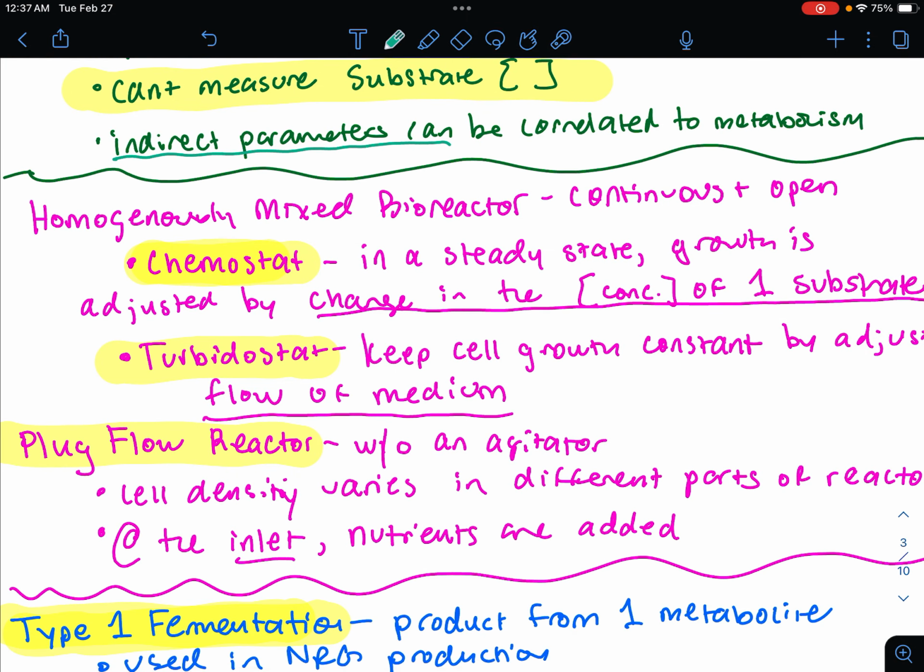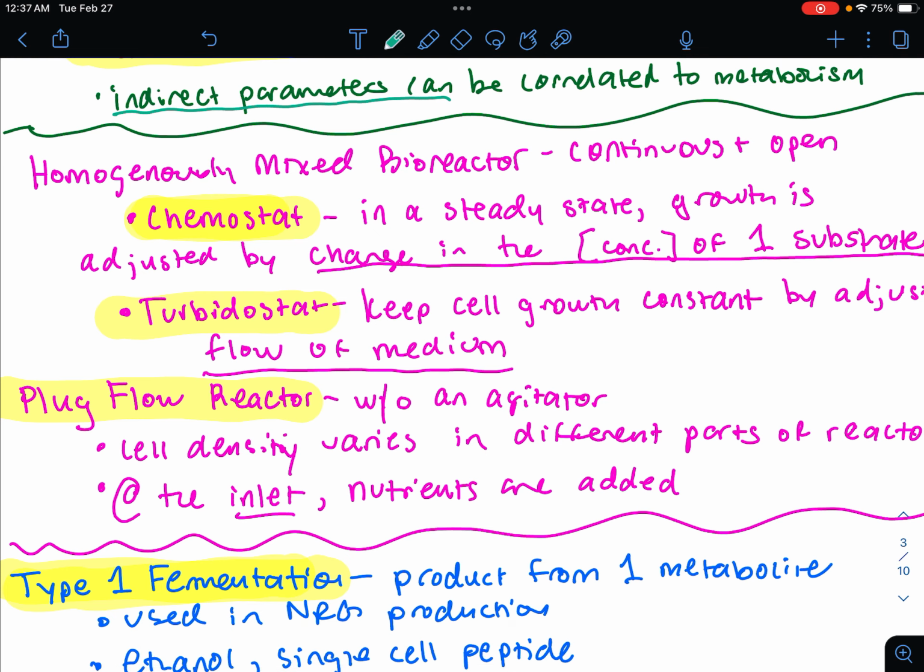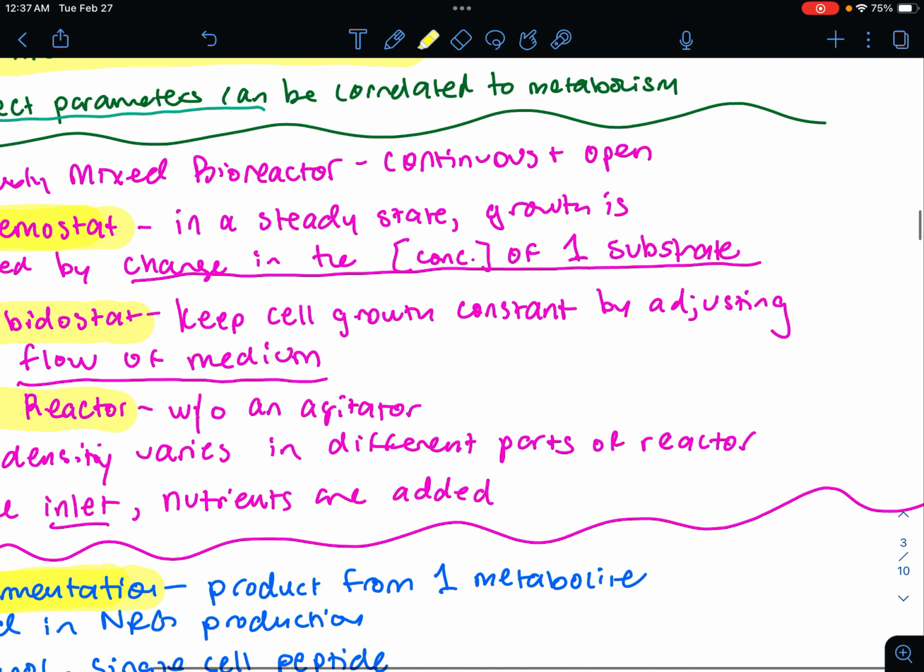Let's talk about the continuous fermentation. So first off, we're going to start with the homogeneously mixed bioreactor. This is a continuous and an open system. We have two types. We have the chemostat, which is going to be in a steady state. The cell growth is controlled by adjusting the concentration of one substrate only.